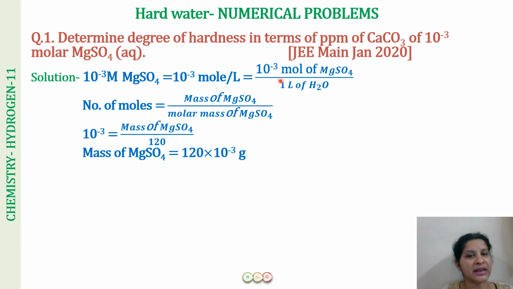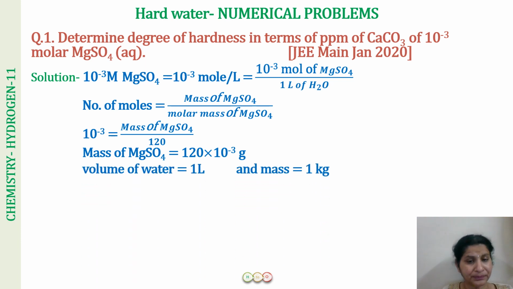The next we are given is 1 liter of water, so we will be converting it into mass rather than volume. So volume into density, what you are going to get is the mass equal to 1 kg. Perfectly fine. So this is something that we have been doing, so this should be very quick now.